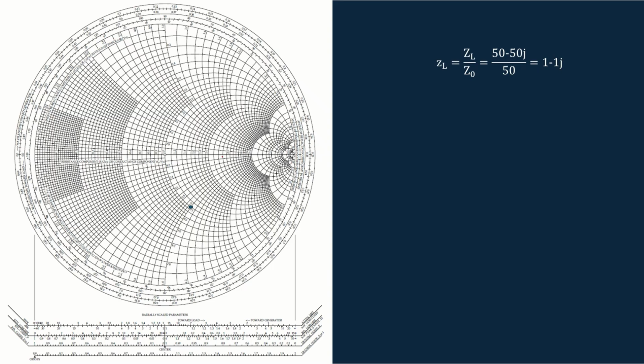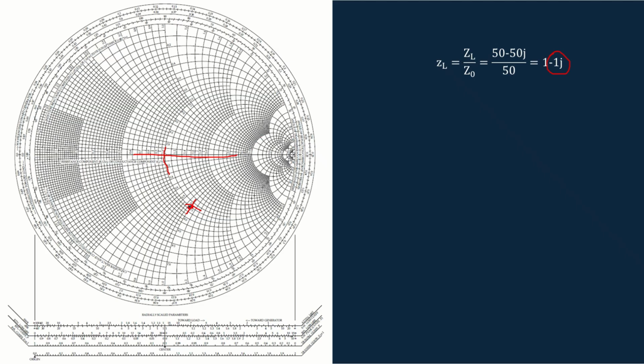So this is 1 minus 1J. So this is the constant resistance circle corresponding to 1, and this is minus 1. As it is the capacitance, that is minus 1J, it will be below this part. So minus 1, so here it will come. So this is the intersecting point. So just mark that point.